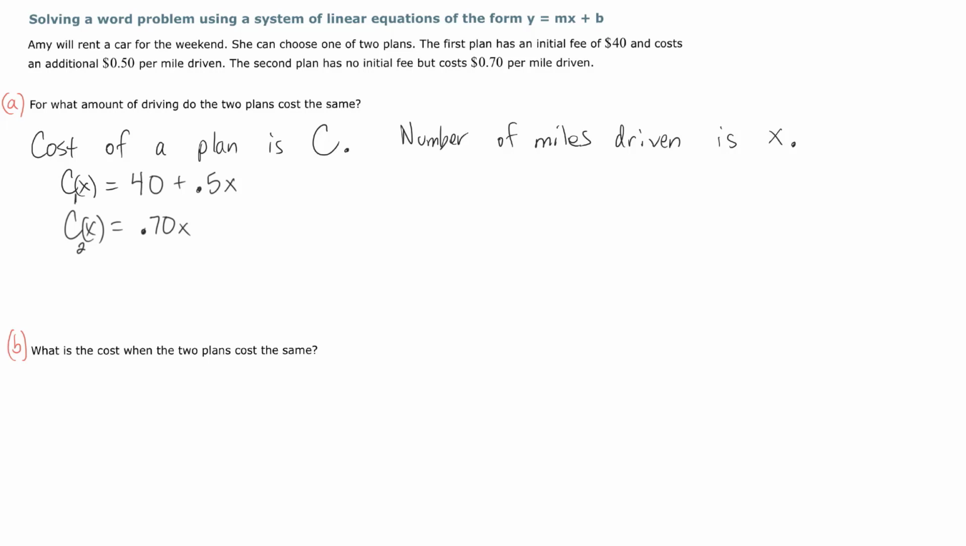It does ask, for what amount of driving do the plans cost the same? In other words, in order to answer this, we simply set c1 of x is equal to c2 of x. And we'll go ahead and solve that equation. That is 40 plus 0.5x is equal to 0.7x. So 40 is equal to 0.2x, which is 2/10 x. Let me erase that decimal there. There we go. And of course that is 1/5.